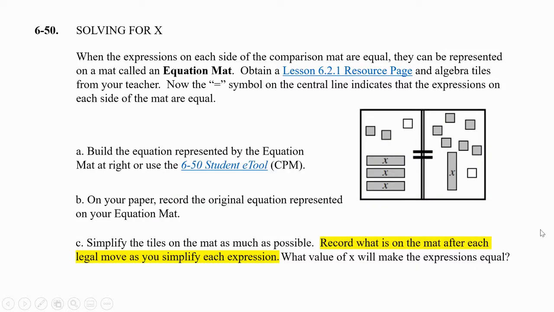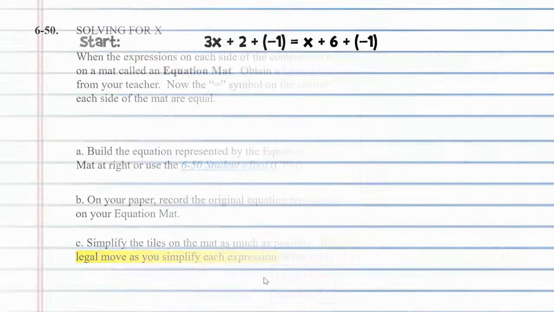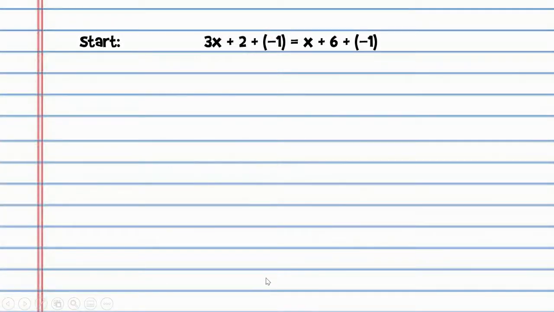So the second part of C says that we record what is on the mat after each legal move as you simplify each expression. A legal move is just any step while we're solving an equation that's mathematically allowed. So for instance, we couldn't combine these x's and these unit tiles because they talk about two different things. That is not mathematically allowed. But combining the positive unit tile and the negative unit tile is mathematically allowed, so that was a legal move. So we're going to record each step after we're done with each legal move.